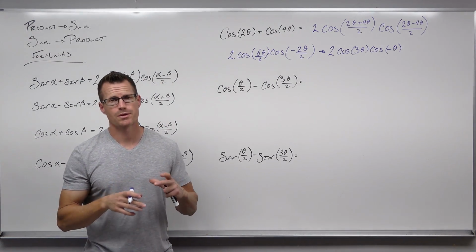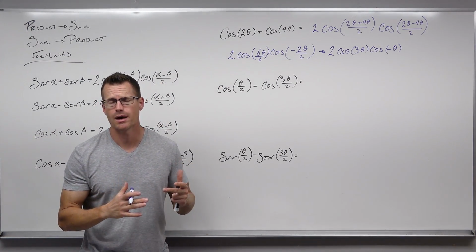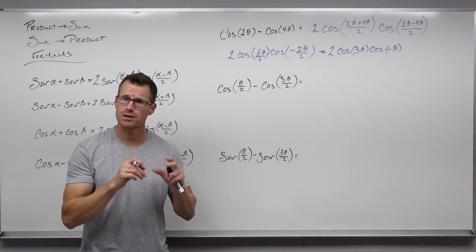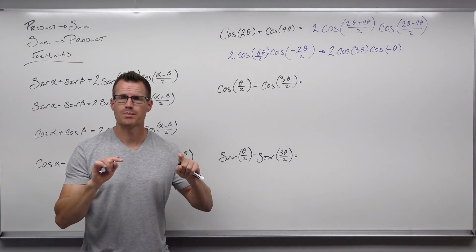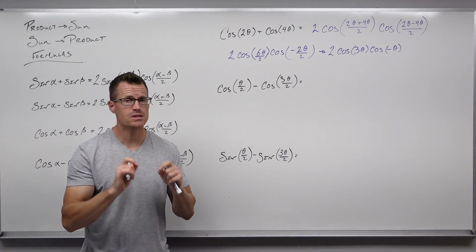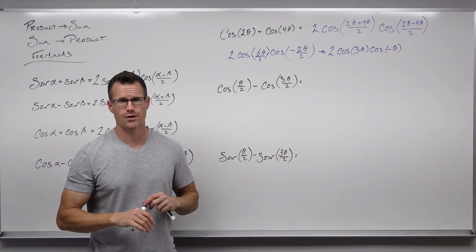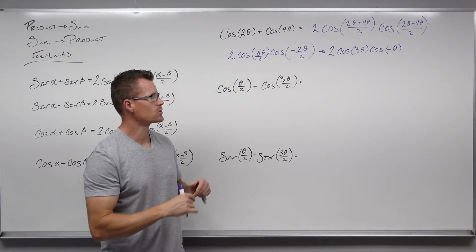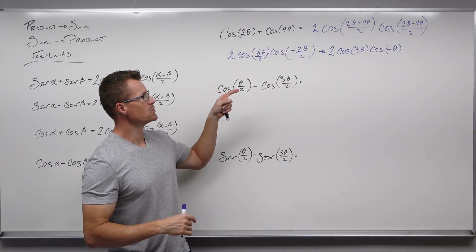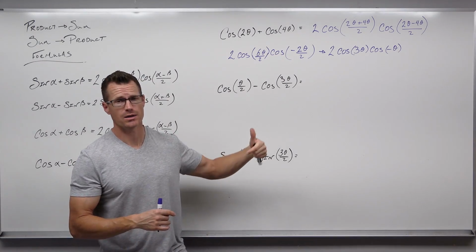Now, the cosine 3 theta is set. You can't do anything with that. But cosine of negative theta, because cosine's even, we know opposite inputs give us equal outputs. We can change the sign of our argument without changing the sign of our function. That's it. Flip the sign, you're good to go with even functions. So 2 cosine 3 theta and then cosine positive theta.